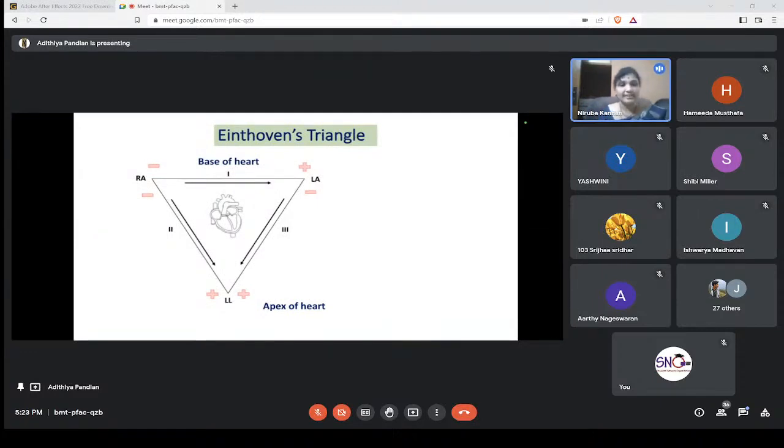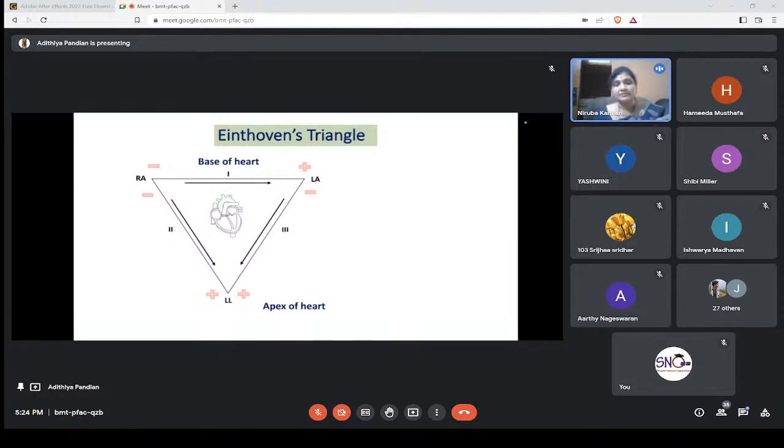So you can see here, the base of the heart is recorded by lead 1. Lead 1 is between the right arm and left arm, and the electrode will be pointing towards the left side, which is the positive side. Lead 2 is recording the lateral aspect of the heart. It is between the right arm and left foot, or LL, and lead 3 is between the left arm and the left leg. Left arm, left leg, right arm, left arm, and all these three form in the anti-clockwise direction.